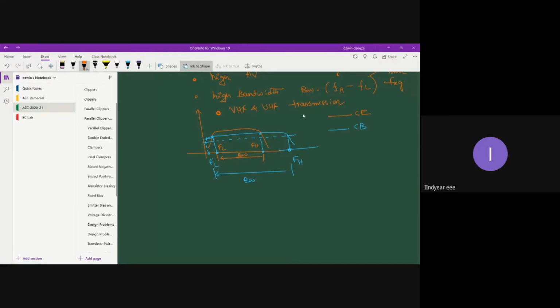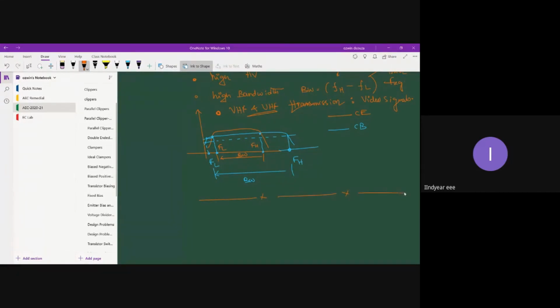VHF and UHF transmission are nothing but your video signals. Very high frequency and ultra high frequency. This frequency ranges from several megahertz up to a few gigahertz. So that's your video signal transmission frequency. Your set-top boxes will have a kind of cascode arrangement within, because the cascode arrangement can handle very high frequency.